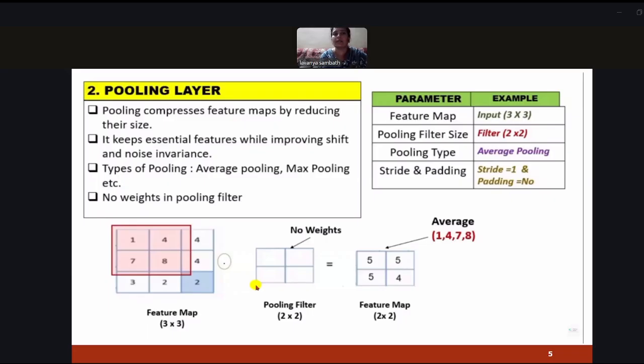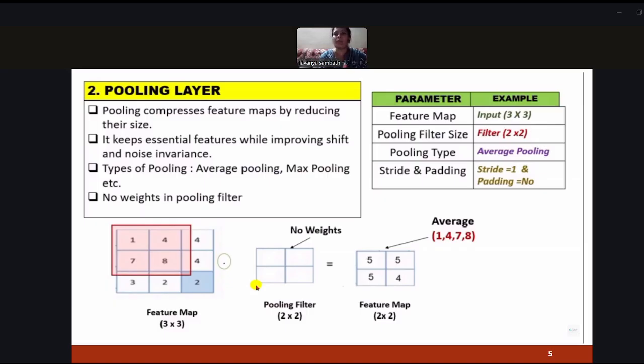Okay, so that is how the pooling layer is able to improve the shift and noise invariance. Whatever noise is present in the image will be neglected, and you will be able to extract the necessary features from the given input image. So that is the advantage of the pooling layer. Basically, it performs compression of your feature map, that is, reducing the feature map size. And while it is reducing the feature map size, it is able to improve the shift and noise invariance.